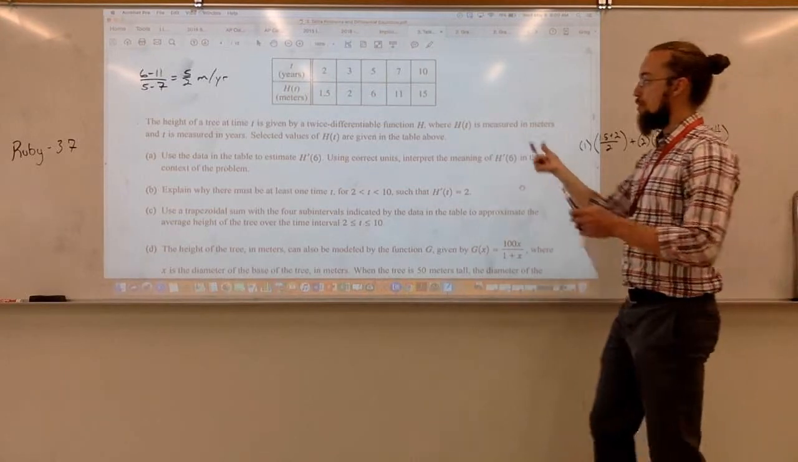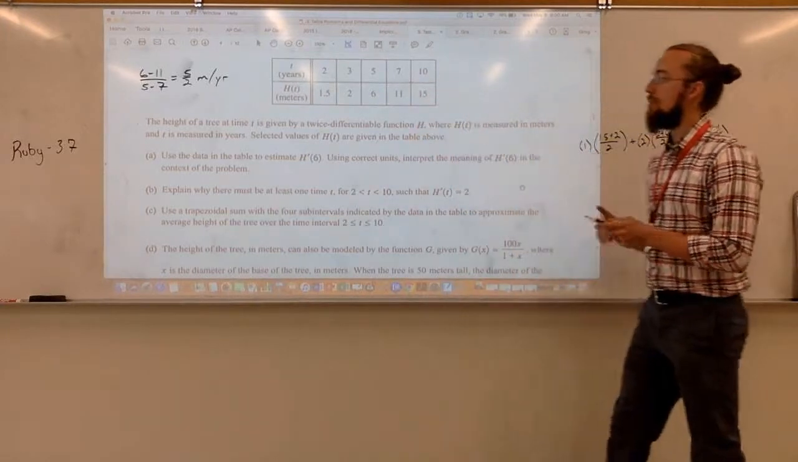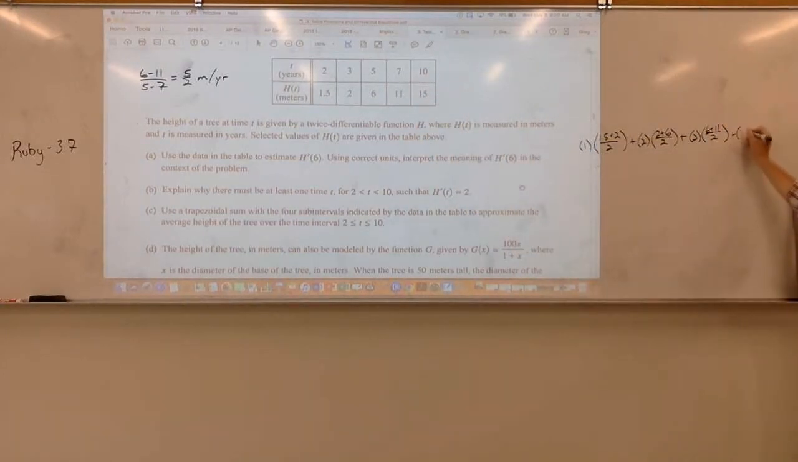My final trapezoid would have a height of 3, and its bases are 11 and 15. We're done. Don't do the arithmetic.